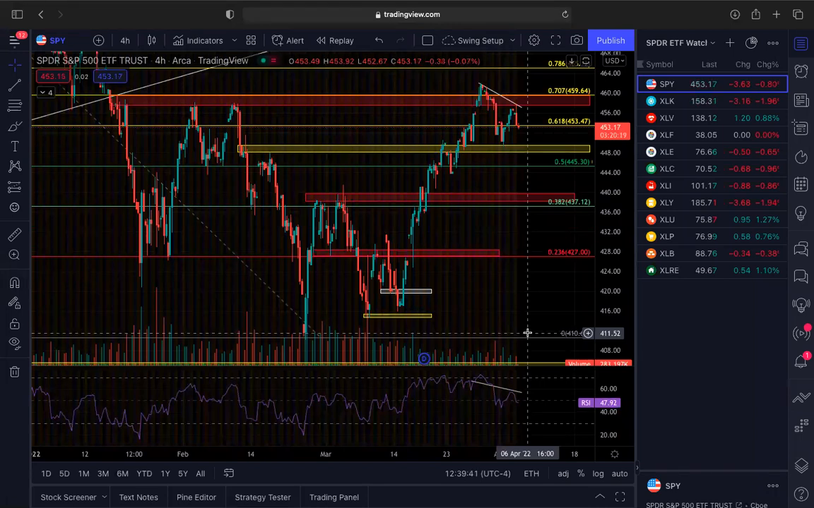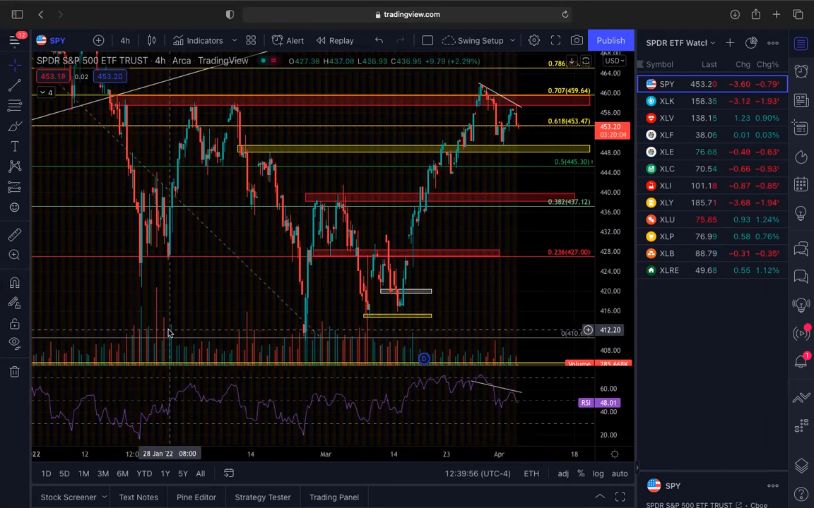So don't draw the golden pocket and just wait until price gets there, because price might not get there. It might bounce at another fib or it might reject at another fib, and you can still trade and follow your fibs accordingly.